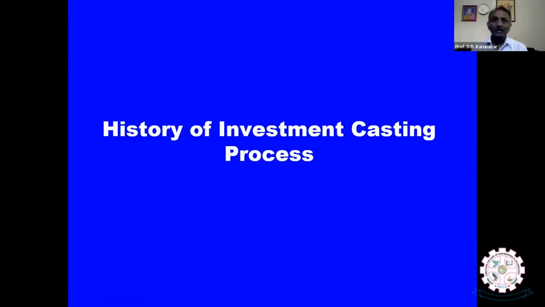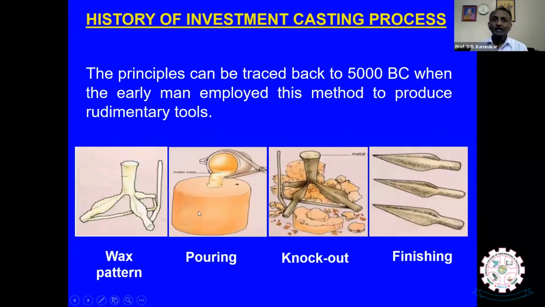How long has it been in existence? This has been in use even thousands of years ago, during BC. It is reported that this process is as old as 5,000 years BC, when early man used this technique to produce rudimentary tools.